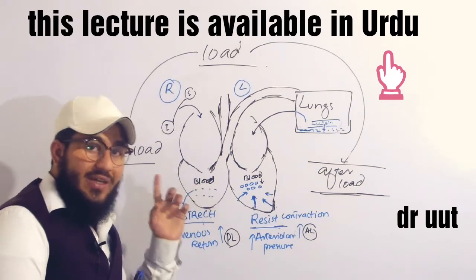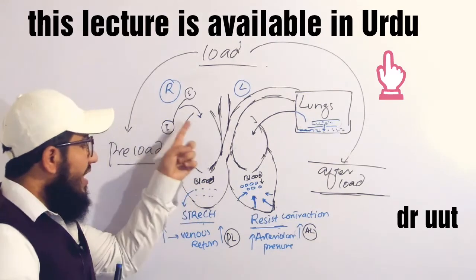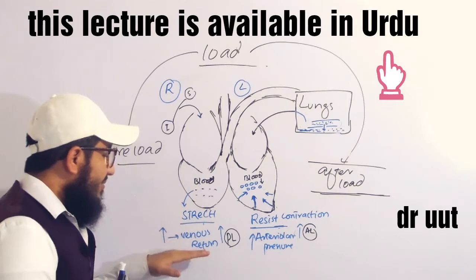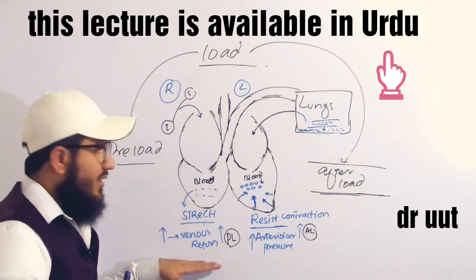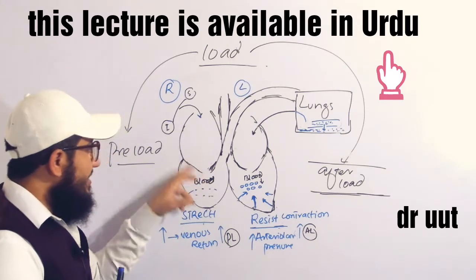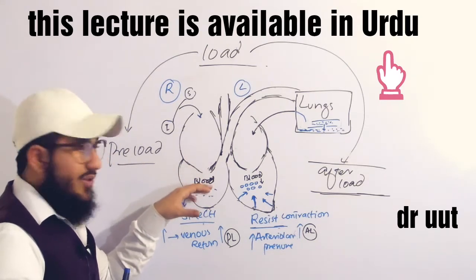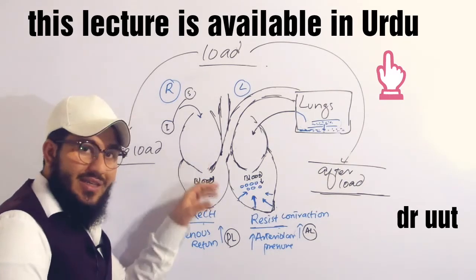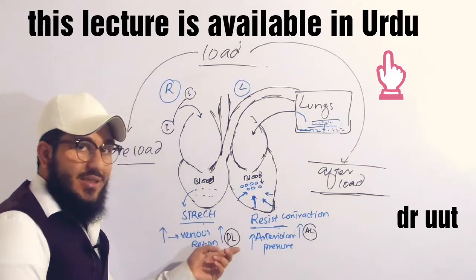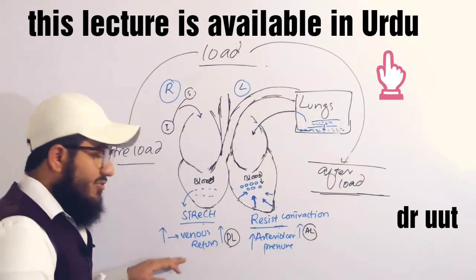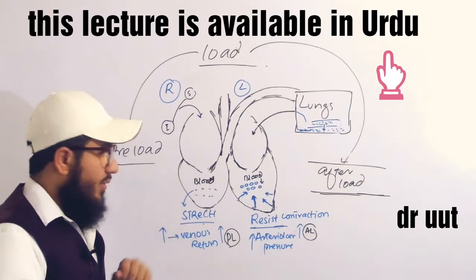So this preload will increase when there is a large amount of influx of blood. Physiologically, when there is increased venous return, this will cause an increase in the preload. And if there is decreased venous return or less blood available, then it will cause very little pressure. So decrease in venous return will cause decrease in the preload. Increase venous return, increase preload; decrease venous return, decrease preload.